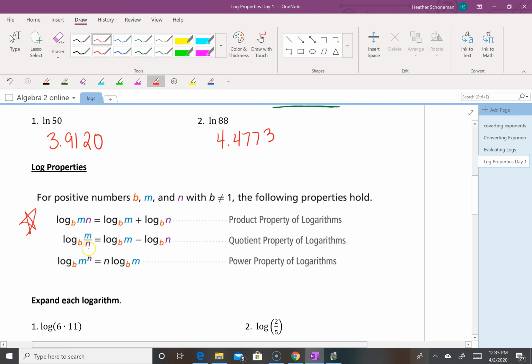Okay, if it is division, we have log base b of m divided by n. We have log b of m minus log b of n. So it's a subtraction problem. So when it starts as division, we can rewrite it as subtraction. And then if we have an exponent, whatever that exponent is, here it's n, we can move that to the front and we can rewrite it as n times the log base b of m. Now, why would you do any of this? Well, there are some applications to this, and there are some problems that we could do.